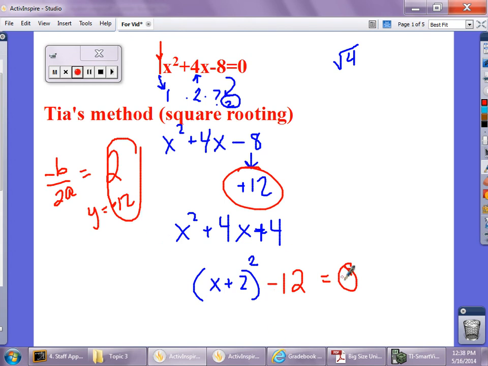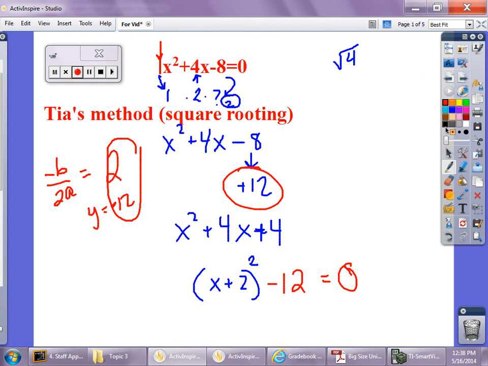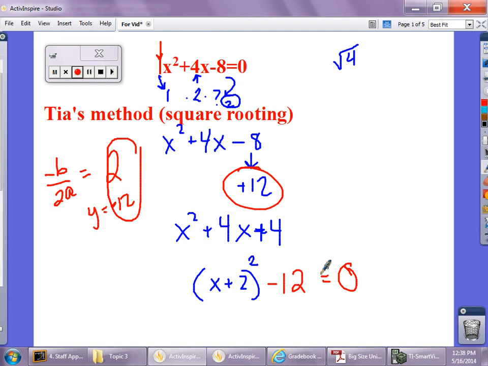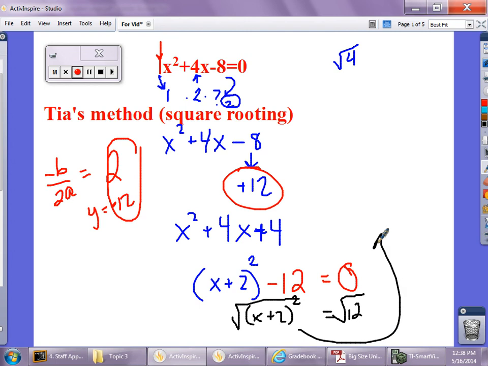But now we have it in vertex form, so we can now solve it by square rooting both sides. But first, this is the one method where you have to actually not have it equal 0. You want to move the 12 over. And now, since I have a whole side being squared, I can square root this side and square root this side. I'm going to show my work a little bit above here, but this would normally go below. The square root and square of x plus 2 just leaves us with x plus 2.